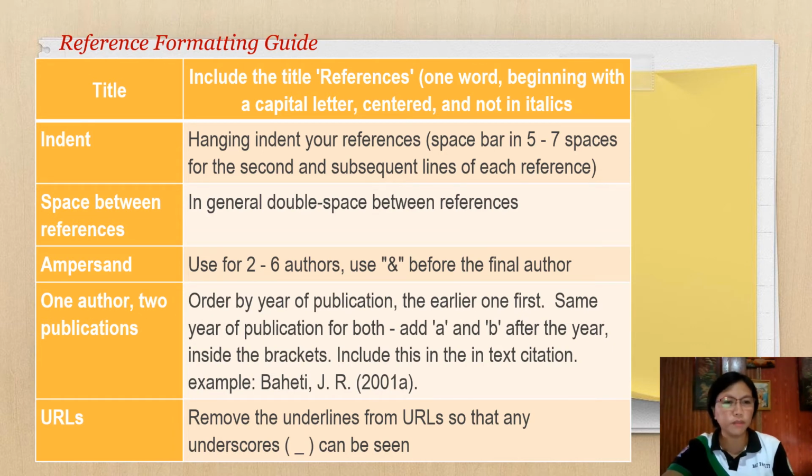One author or 2 publications: order by year of publication, the earlier one first. Same year publication for both: add A and B after the year, inside the brackets. Include this in the in-text citation. Say for example, Baheti, J.R., 2001A. For the URLs, we have to remove the underlines from URLs so that any underscores can be seen.